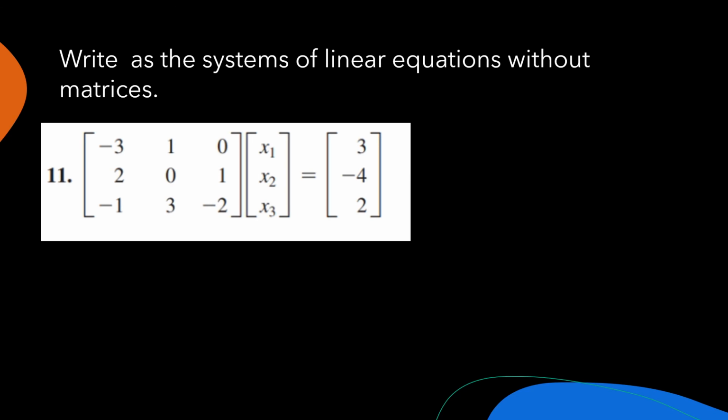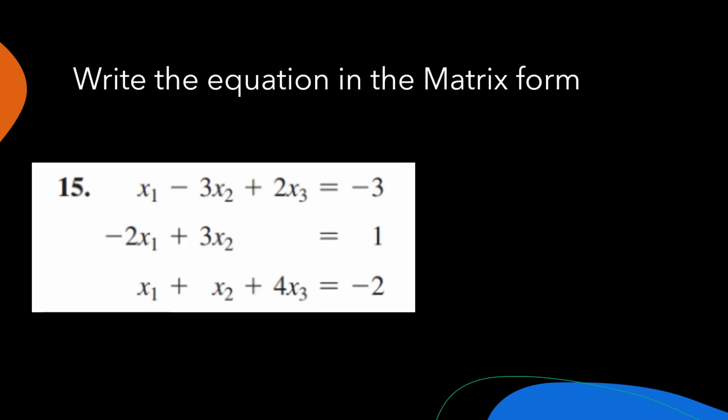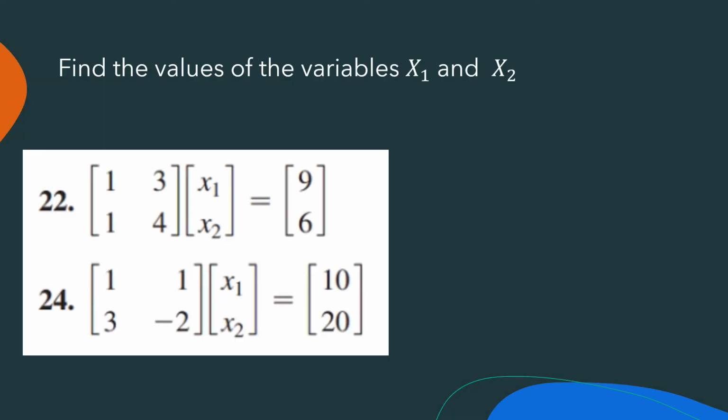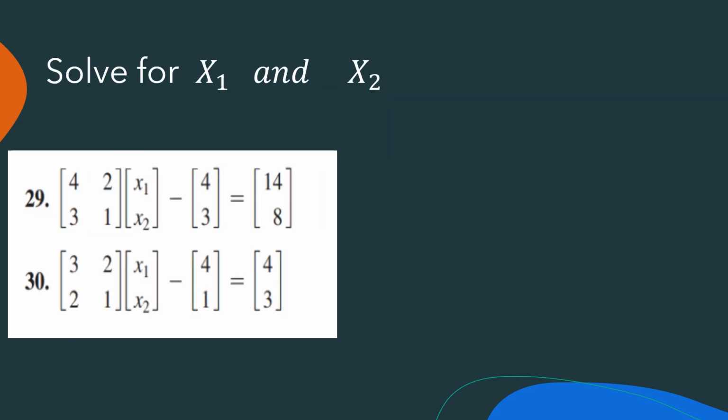I have given some examples here to solve. Again, x1, x2, x3 will be the inverse of the first 3 by 3 matrix multiplied by the constant. If an equation is given as a system of equations, then you have to rewrite it in the matrix form AX equal to B, and then try to solve for X. Here, x1, x2, you can get the inverse for 1, 3, 1, 4, and then multiply by the constant. The same case for the second one. But in these cases, there are some operations to be completed.